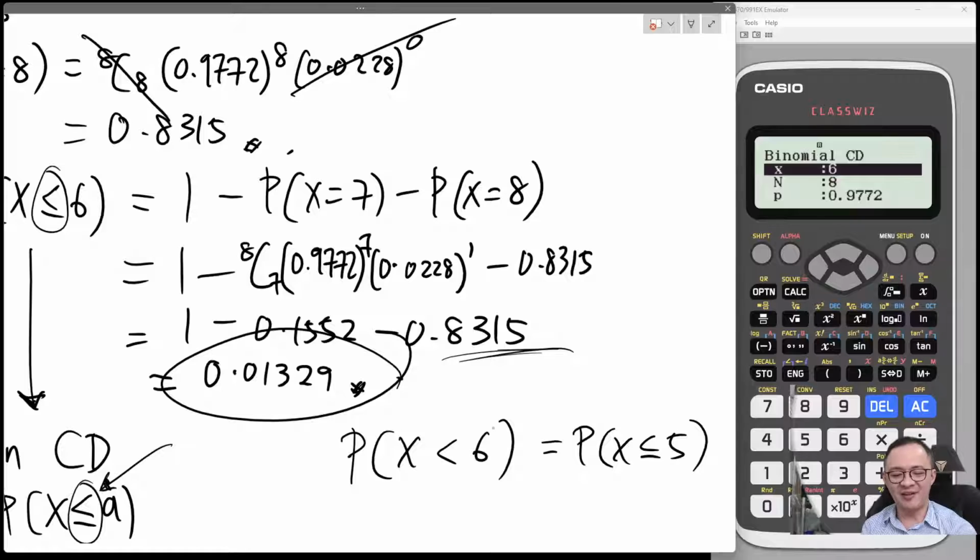Because 5 has the equal sign, isn't it? Because these two are the same in binomial. In normal distribution, they are not the same. But in binomial, they are the same. You get what I mean? Then you need to insert x as a 5.